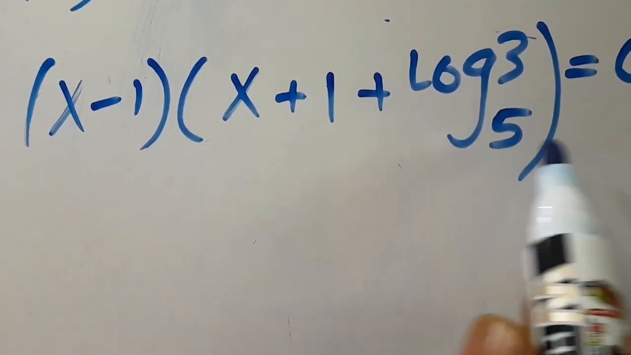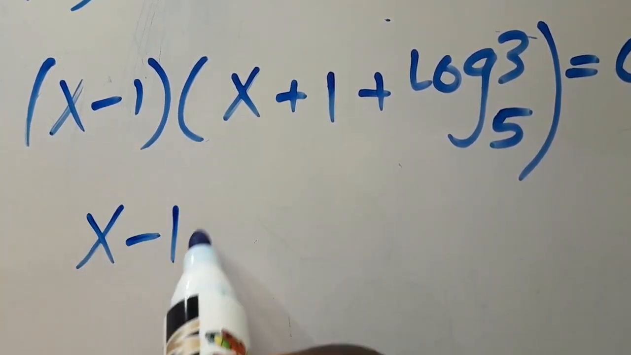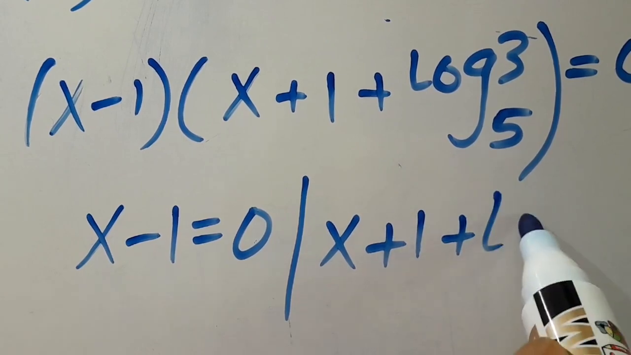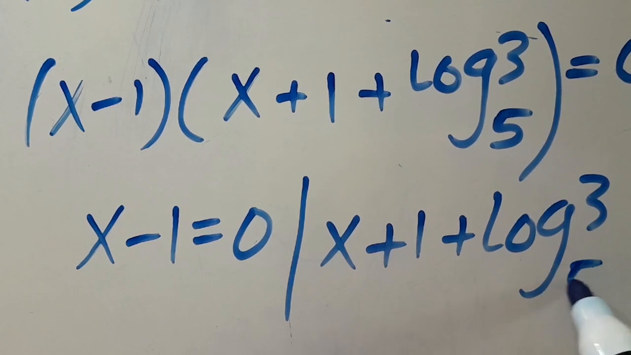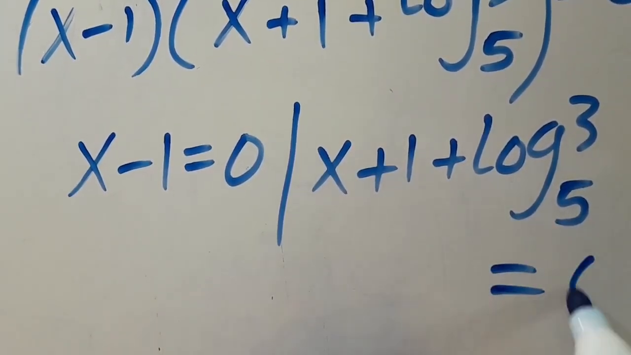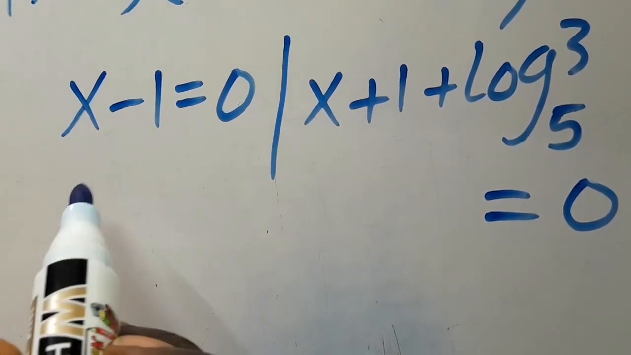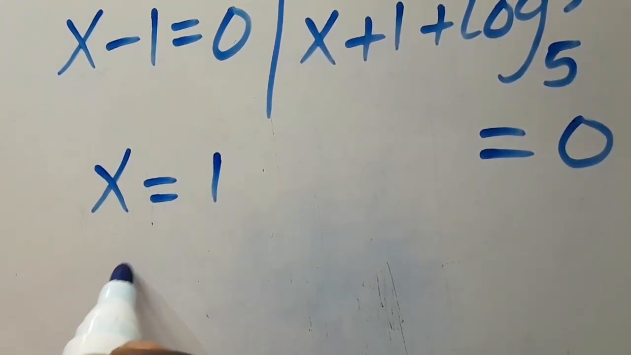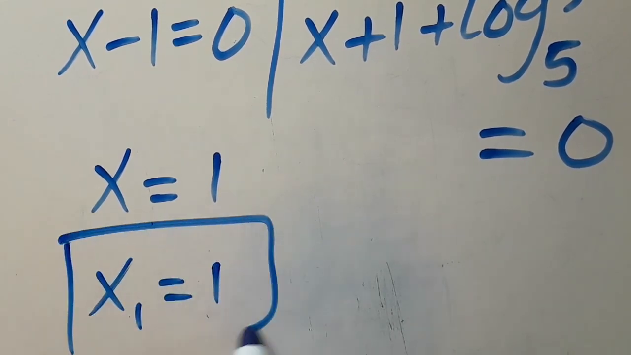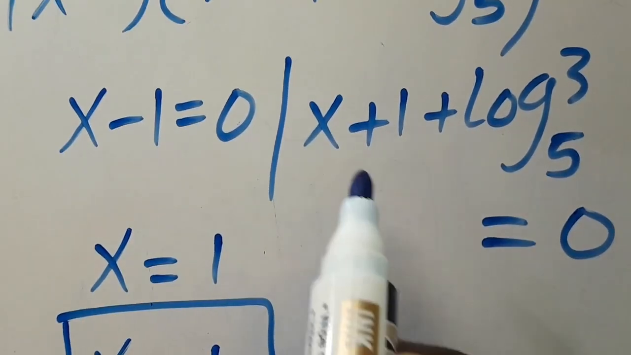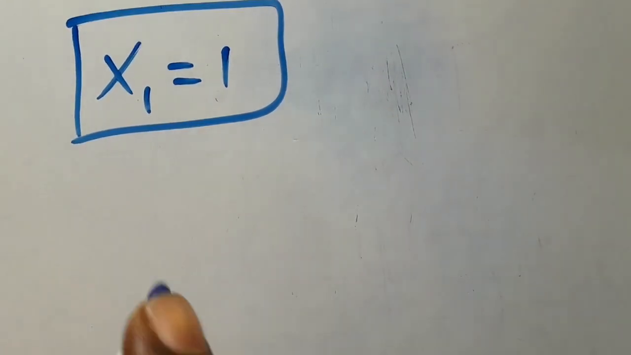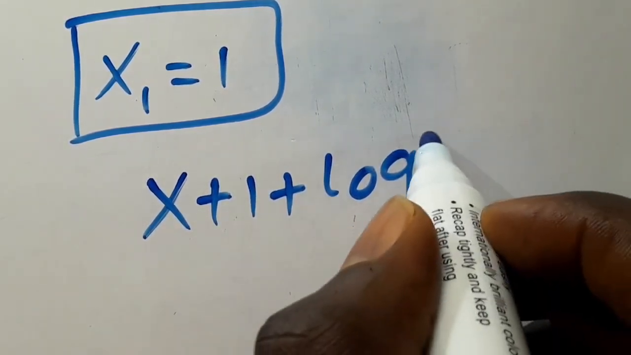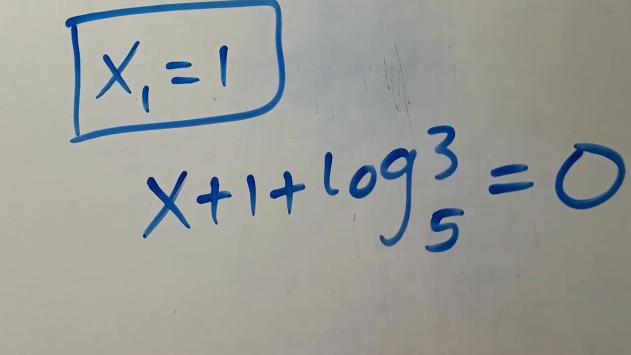Then from here, for this expression to be equal 0, is either we have x minus 1 equals 0, or we have x plus 1 plus log of 3 in base 5 to be equals 0. Now from here, from the first degree solution, we have our x to be equals 1. So we can declare this as x1 equals 1. Likewise, from here, we have x plus 1 plus log 3 in base 5 to be equals 0.